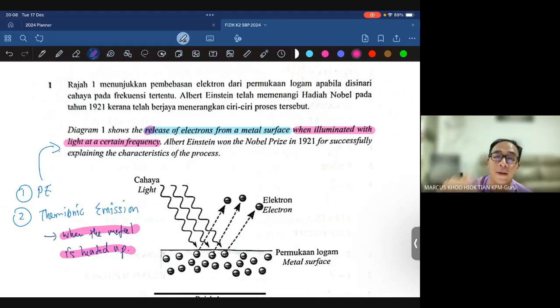Pembebasan elektron daripada permukaan logam. The release of electrons from a metal surface. I highly suggest, this is one of the easier definitions to remember, so start committing these two definitions to memory. Because the starting is the same, cuma dia punya penghujung itu lain. Photoelectric effect is bila kita pancar cahaya. Thermionic emission is bila kita panaskan itu logam. So very simple definitions. You should aim to answer these kinds of definitions because it's not very difficult.